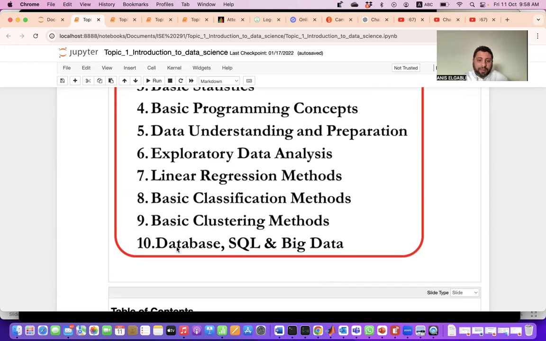So we will not be teaching topic 10. It will be self-study. The material is always provided, so if you want to know more about SQL and big data, then you can look at it.